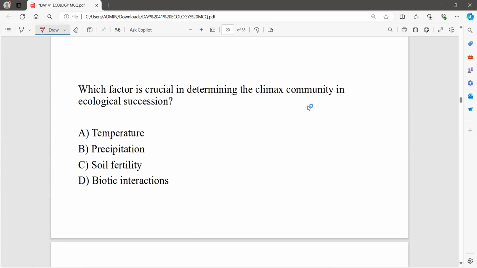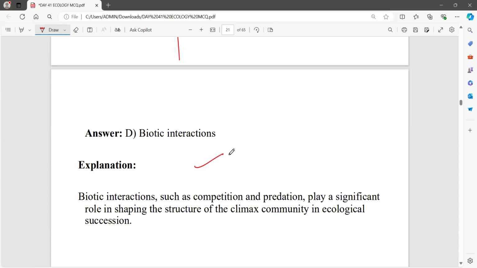Which factor is crucial in determining the climax community in ecological succession? Which factor is very crucial in determining the climax community in ecological succession? Whether it will be the temperature, precipitation, soil fertility, or biotic interactions. That will be biotic interaction. Very good.